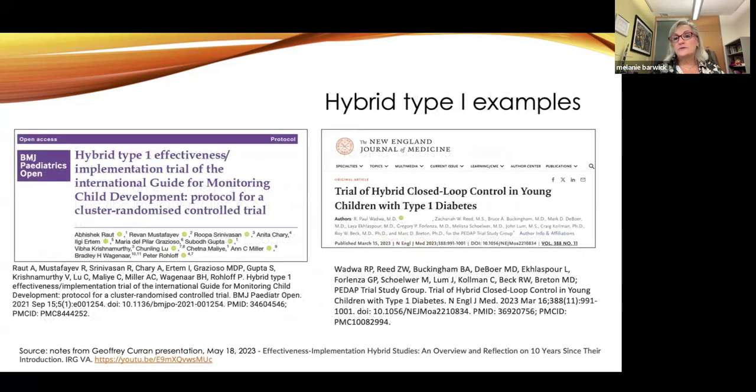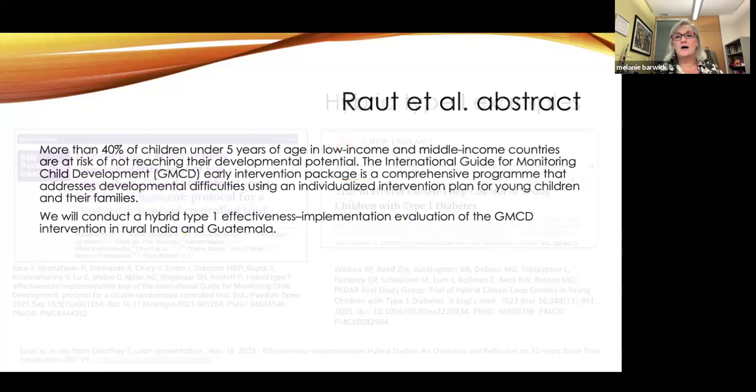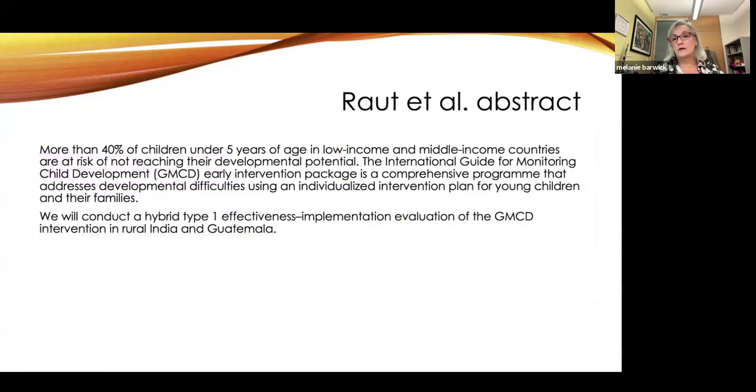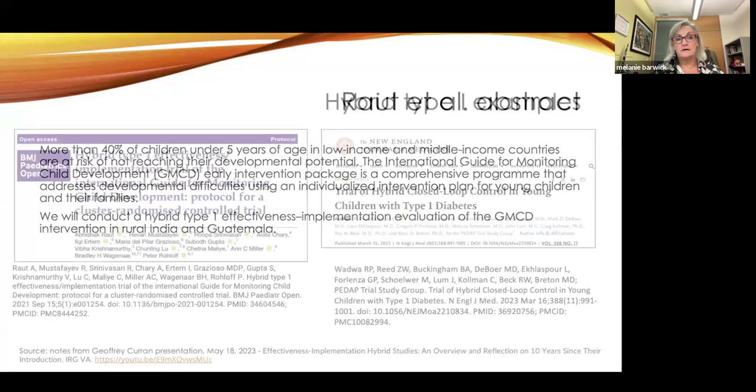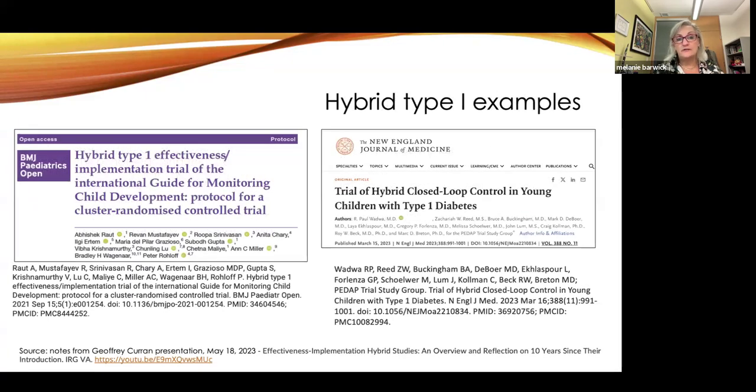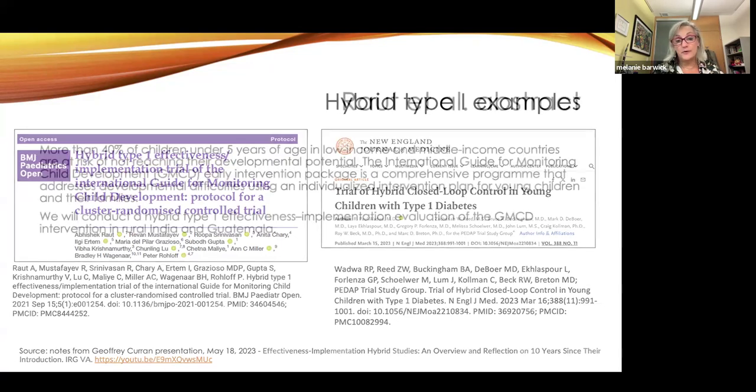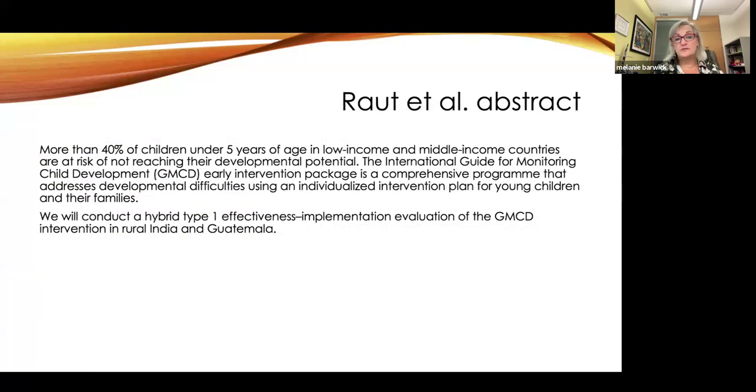I've given you here 2 examples of type 1 hybrid studies. I'm going to go quickly so that we can at least point out some of the problems and the advantages of one of these. I'm going to pick it apart, essentially. And we're going to talk about this one, which is on the left here, the hybrid type 1 implementation trial on International Guide for Monitoring Child Development. It's a protocol paper. And this was just their abstract.